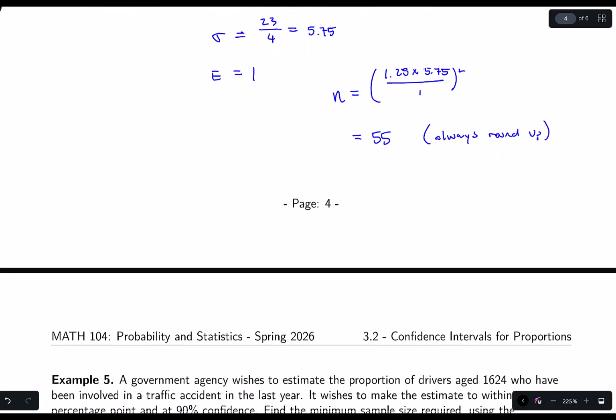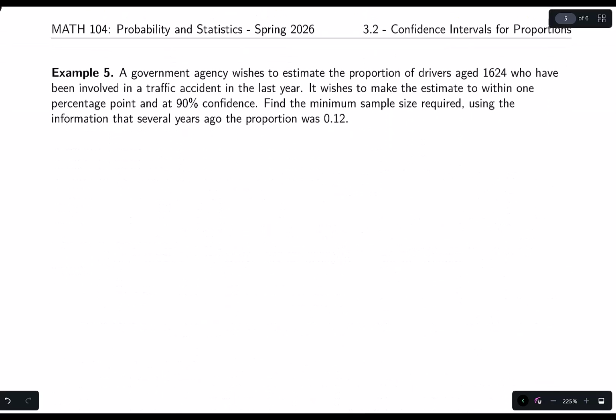Okay, but that's what we would do. Last example here. A government agency wishes to estimate the proportion of drivers aged 16 to 24. Sorry, the dash didn't come through there. Who have been involved in a traffic accident in the last year. It wishes to make the estimate to within 1 percentage point and at 90% confidence. Find the minimum sample size required using the information that several years ago the proportion was 0.12.